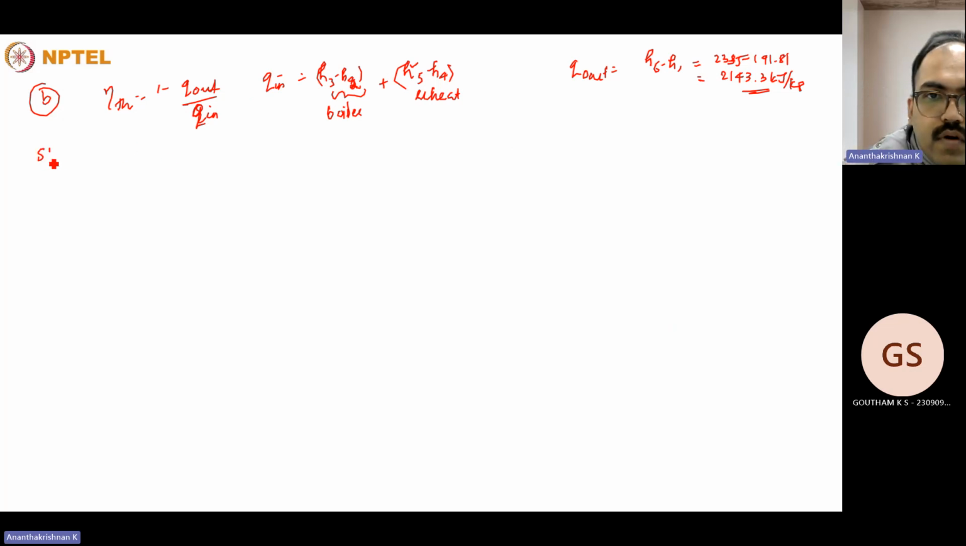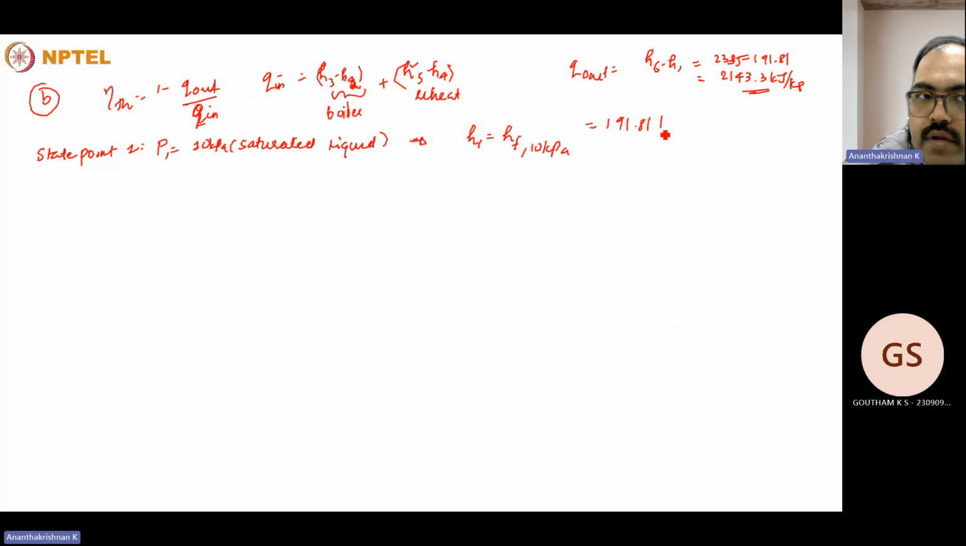So state point 1, pressure will be 10 kilopascal, just saturated liquid condition. So corresponding to that, H1 we can obtain straight away from the steam table for saturated liquid at 10 kilopascal, that is 191.81 kilojoule per kilogram. And the corresponding specific volume will be equal to the specific volume of saturated liquid at 10 kilopascal. That will be 0.00101 meter cube per kg.